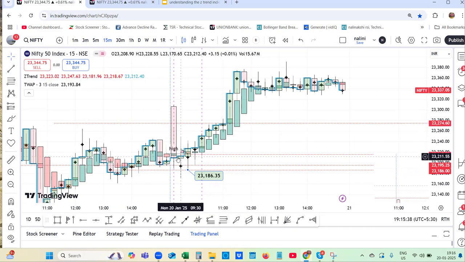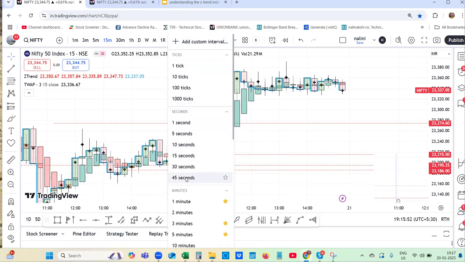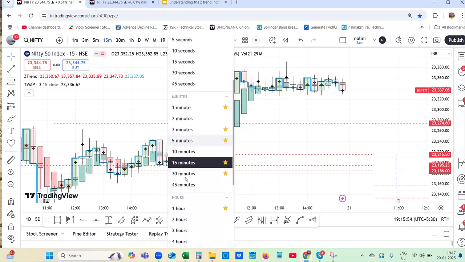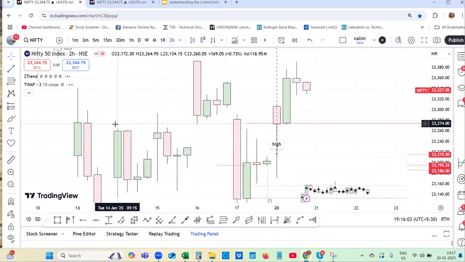Average price is confirmed. Price is above the average price. So this is a beautiful indicator. Combined with TWAP, you can utilize. So let us change the time frame to 2-hour time frame, because we want to see whether we can hold the position for tomorrow or not. I am changing it to 2 hours time frame.